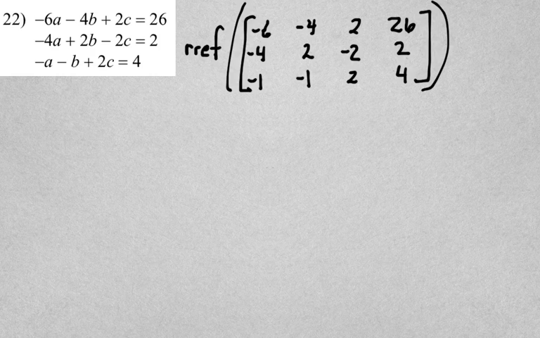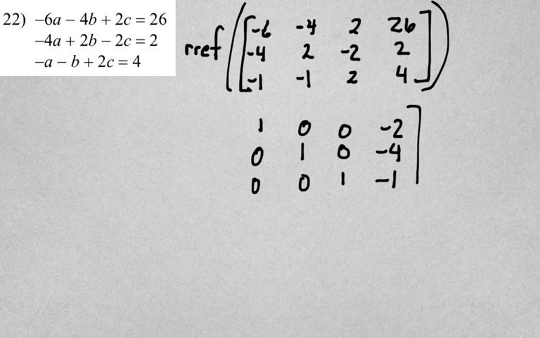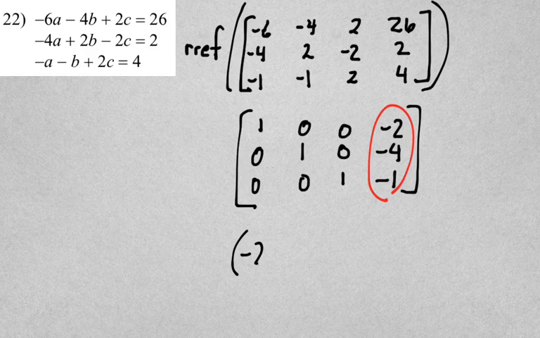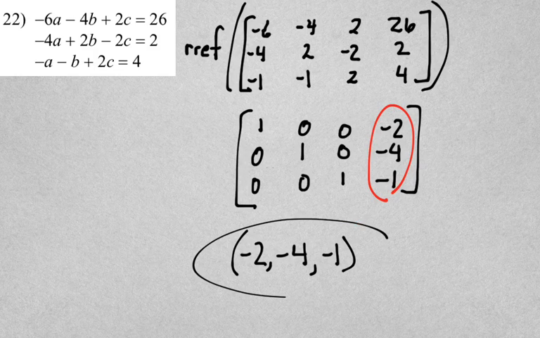And that matrices, when I type it in, gives me the matrices looking like this: 1, 0, 0, 0, 1, 0, 0, 0, 1, and then negative 2, negative 4, negative 1. And so that means this last column is my answers. So my answer is negative 2, comma, negative 4, comma, negative 1. Done.